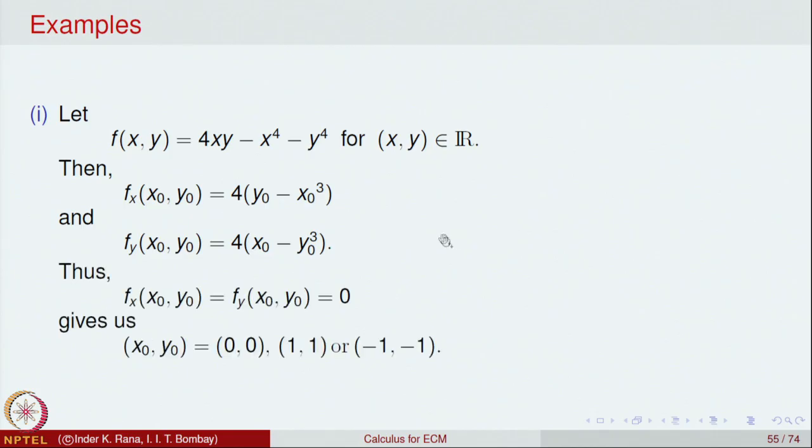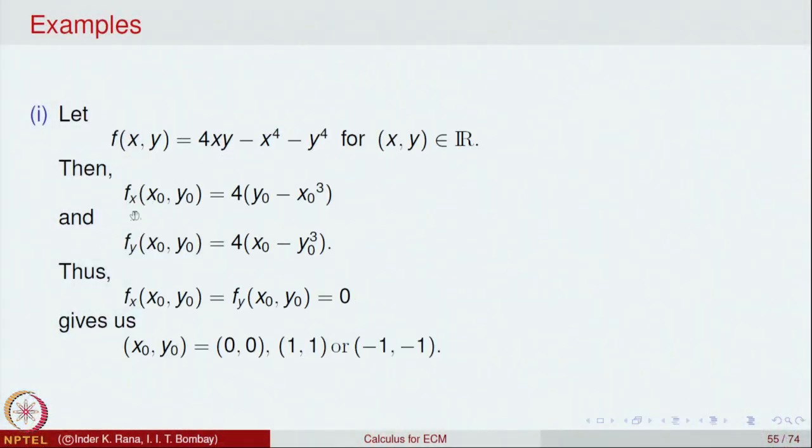To find the critical points, we put them equal to 0 and solve these equations. It is easy to see that the solutions are (0, 0), (1, 1) and (−1, −1). We have not given the details here, but once both equal 0, that means y0 is equal to x0 cube; put this value in and solve, and you will get the required values. So, there are 3 critical points for this function: (0, 0), (1, 1) and (−1, −1).